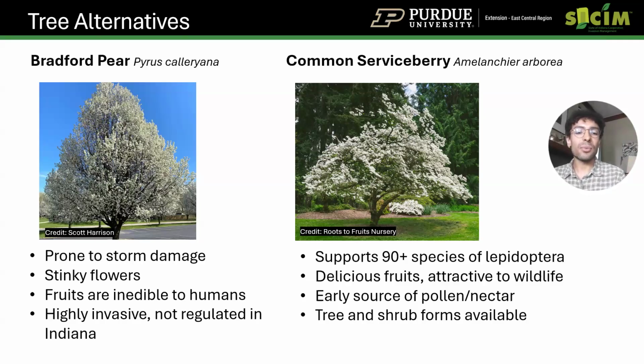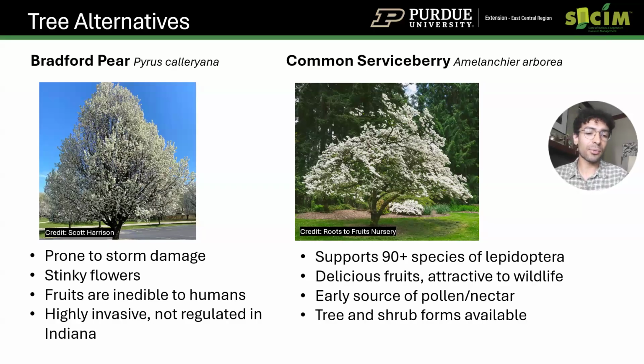So this tree supports a lot of different species of Lepidoptera, which are butterflies and moths. So there's over 90 different species that it supports. The fruits are also really good. I will try not to turn this into a foraging presentation, but the fruits are really good. They kind of taste like a blueberry apple sort of combination. If you can beat the birds and the squirrels to them, they're very beneficial for wildlife as well.